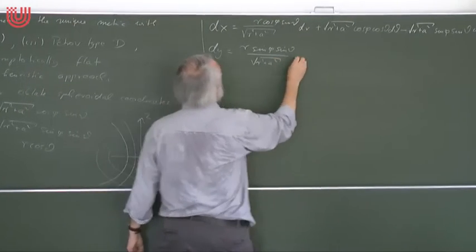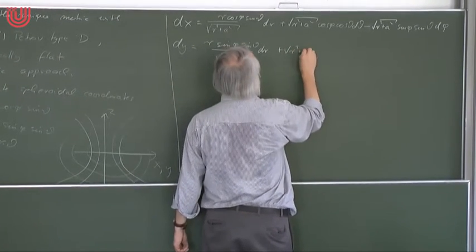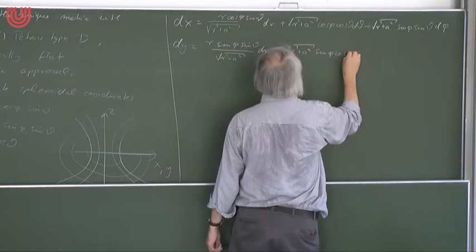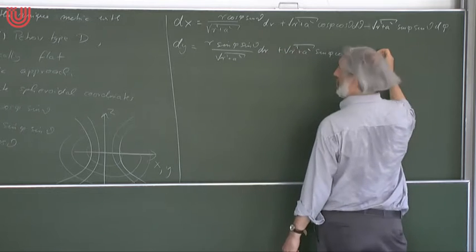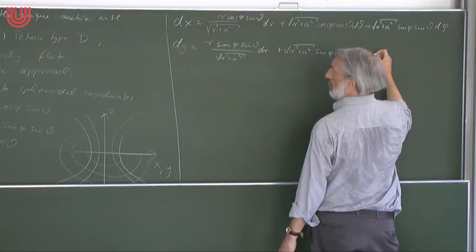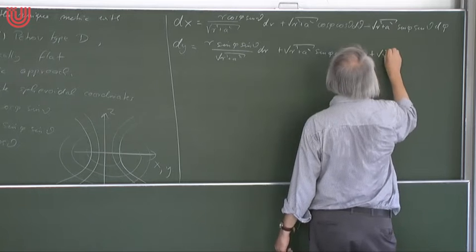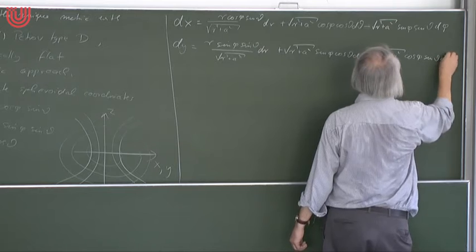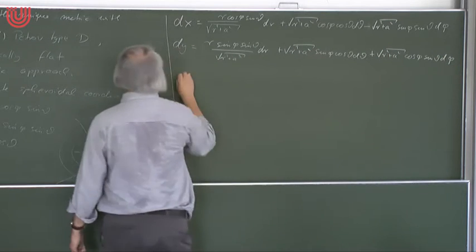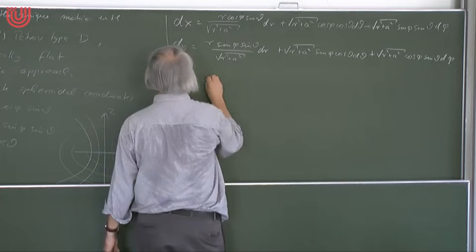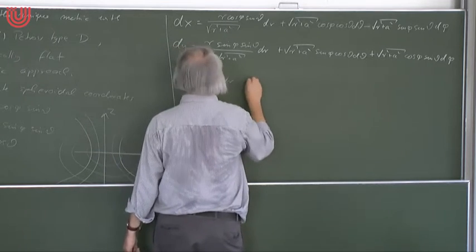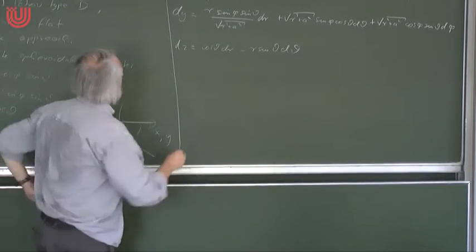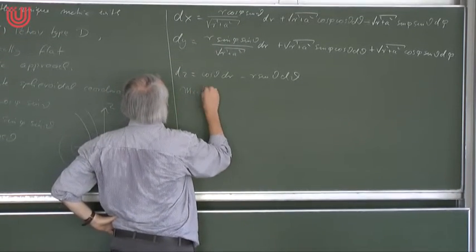And similarly for dy, it's r sine phi sine theta over the root, plus the root of r squared plus a squared, now it's sine phi cosine theta d theta, and the derivative of sine phi is plus cosine phi sine theta d phi. And the last one is simple. The last one, dz, is cosine theta dr minus r sine theta d theta. And now I can write down the Minkowski metric in these coordinates.